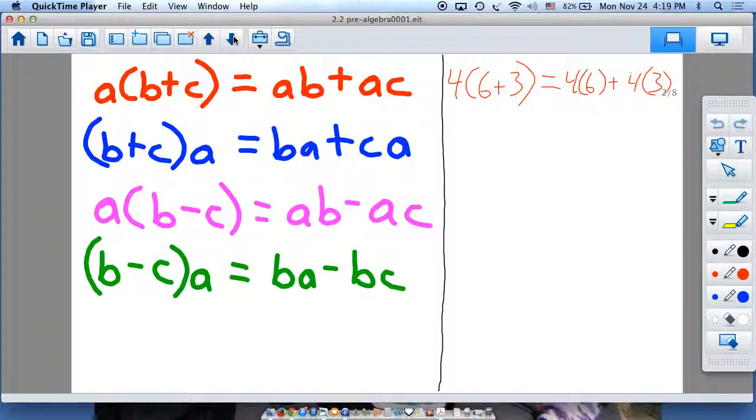So in the one on the left, 6 plus 3 is going to give you 9. And we have 4 times that 9, which is going to equal 36. On the right-hand side, once we've distributed the 4 to the 6, we get 24. And 4 times 3 is 12. We add 24 plus 12 together, we get 36. You can see no matter which way we do this, we're going to get the same answer. But when we get into algebraic problems like this, when we have letters involved with numbers, the distributive property is going to be very, very important.